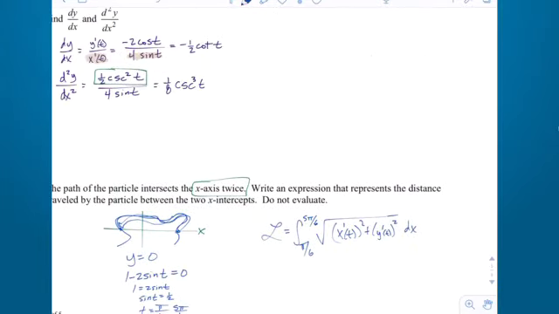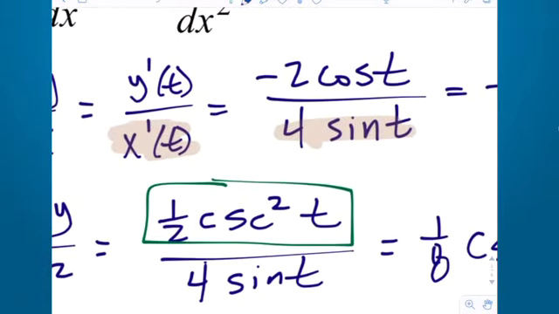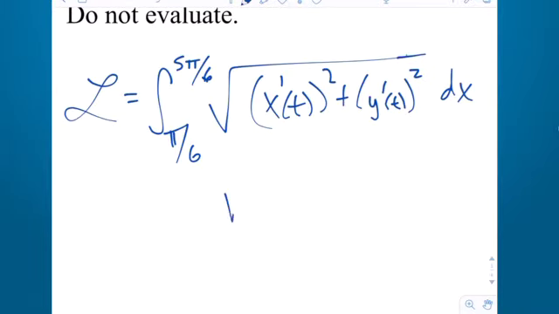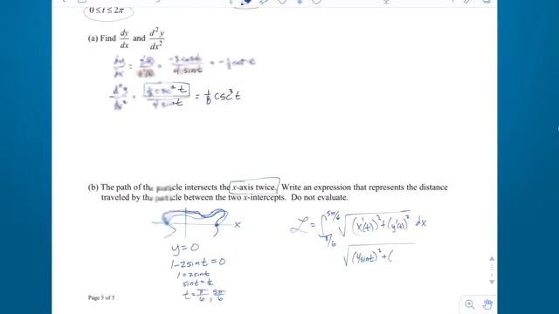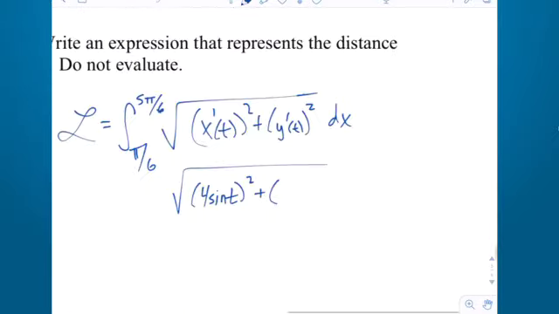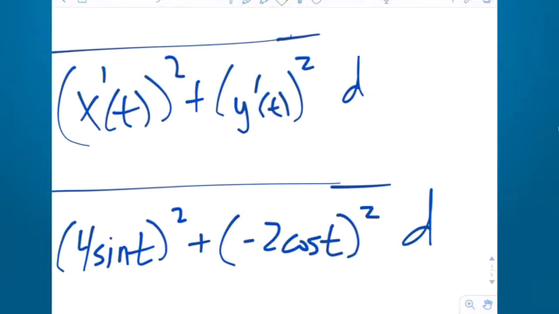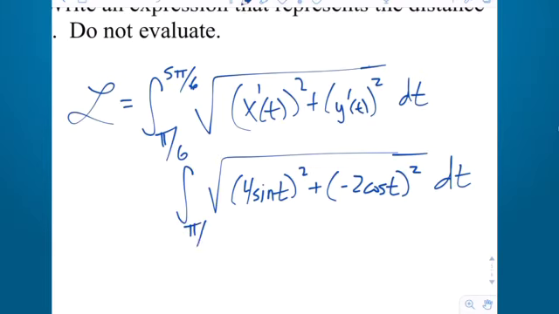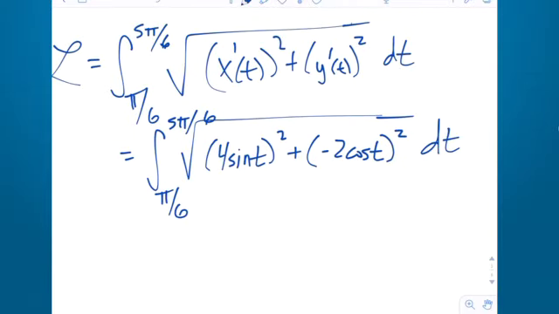Do we already have those two functions? Yeah, we already found them over here. So I can just bring those on down. So it becomes the square root of 4 sine of t squared plus the y would be the numerator, negative 2 cosine of t squared. And I put dx, is that right? Nope. It's with respect to t, so I'll fix that and bring my integral down. And there you go. Do we now set out to evaluate it? No, it says do not evaluate it.